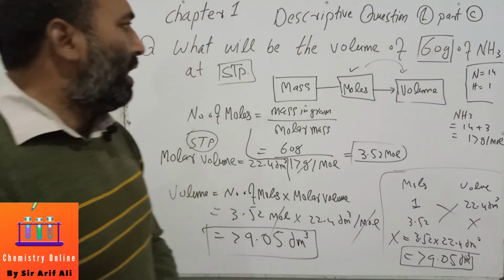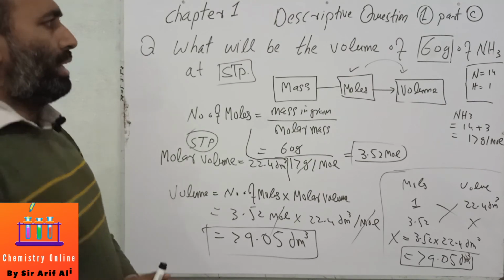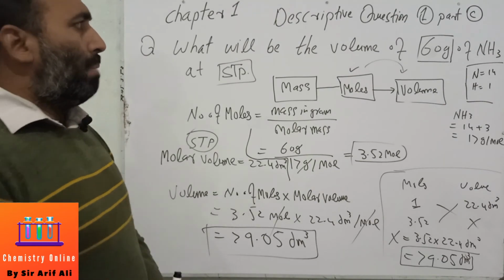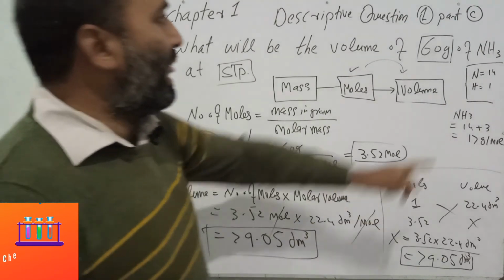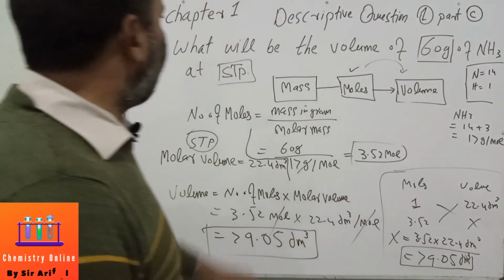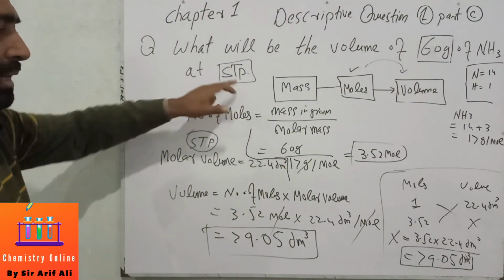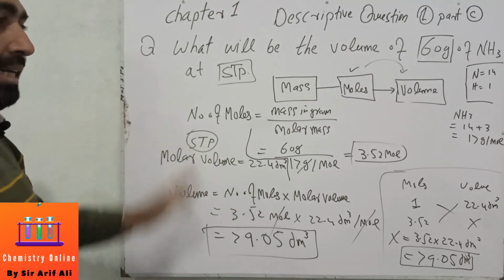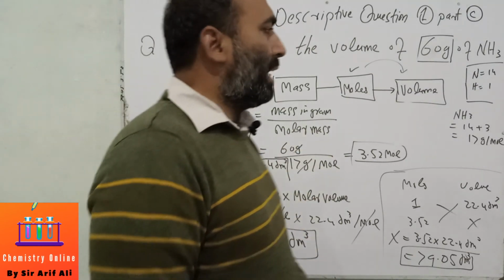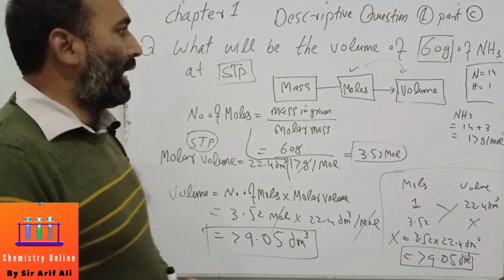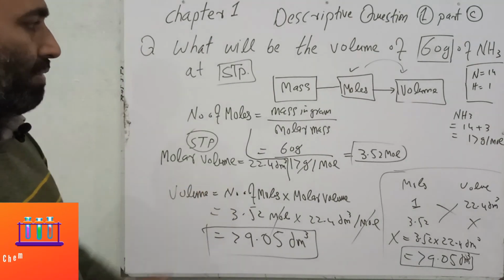In this question, we have learned how to convert mass into volume. But this is only done with gases and only those gases which are given at standard condition of temperature and pressure. If the conditions are changed, then the volume will be different. So keep this one thing in your mind. And the things are very simple.